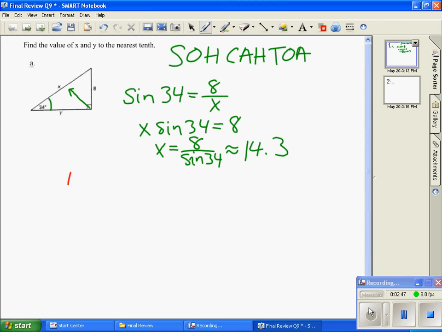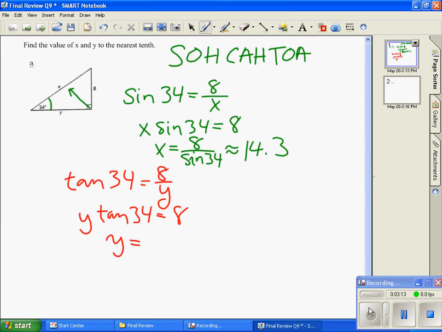So tangent of 34 equals opposite over adjacent. So 8 over y. And again, we use the same method to solve. So multiply both sides by y. Y tangent of 34 equals 8. And divide both sides by tangent of 34. So y equals 8 over tan of 34.